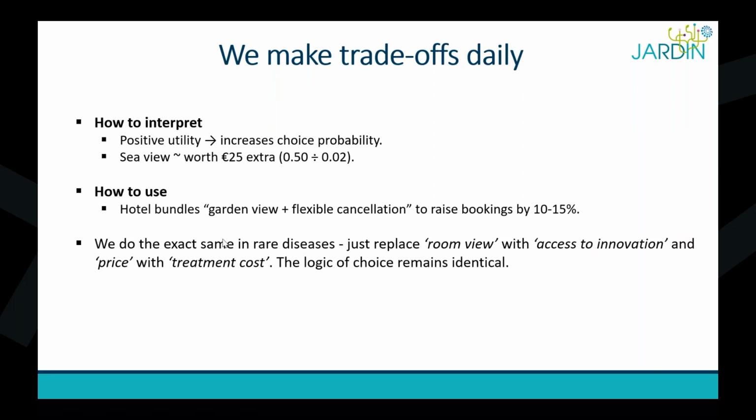Then how can we use this type of results? So hotels, for instance, can bundle this type of characteristics based on the estimates, and then they can basically use these bundles in order to boost their bookings by a certain percentage. So what we do in healthcare is exactly the same. So we just simply replace, for instance, room view with access to innovation, or price with treatment cost. And the choice mechanism and the logic of choice is exactly identical to the hotel booking choice.